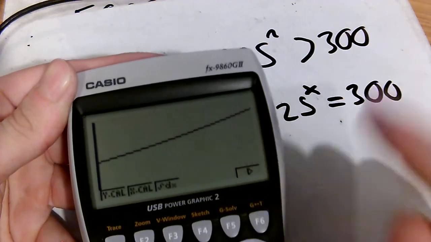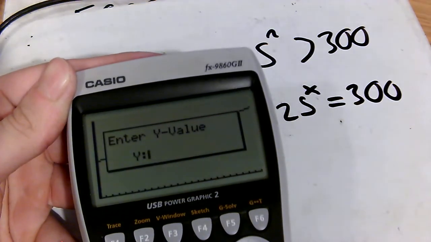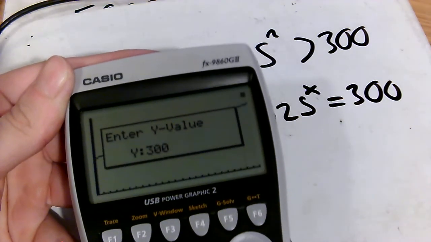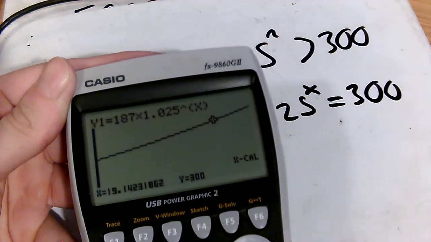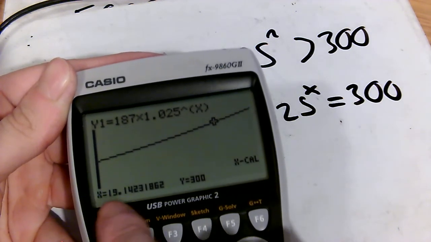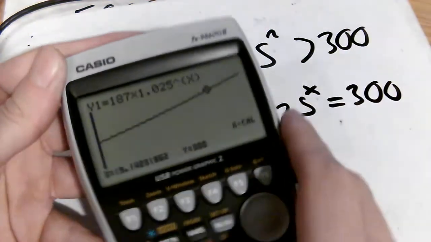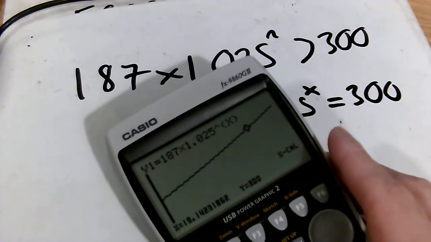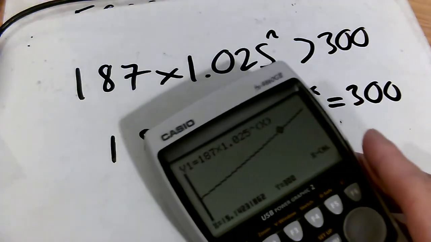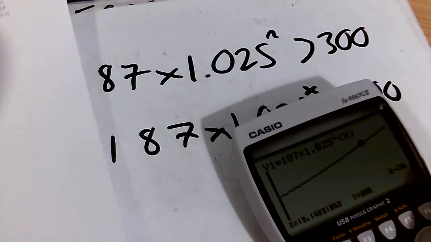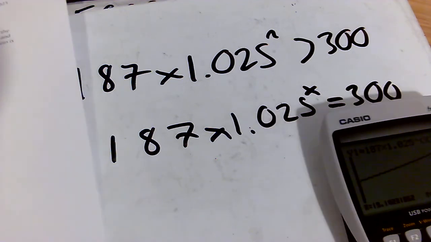So I go gsolve, x calculation, stick the y in as 300, and then you can see there the same value. So 2 ways to solve that problem. The next problem is also kind of similar, using the same formula. So again, I'll let you have a look at that and see if you can figure out how it works.